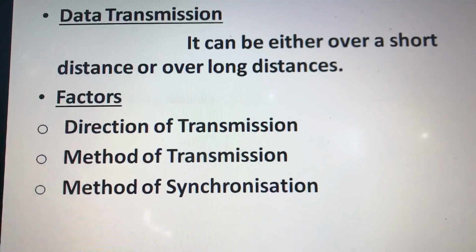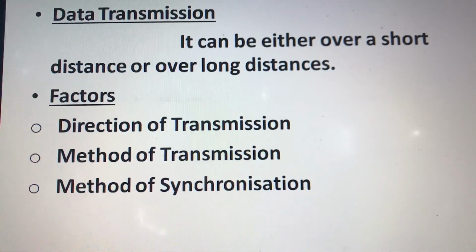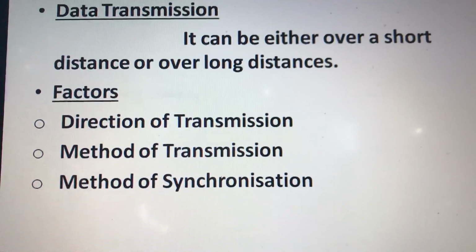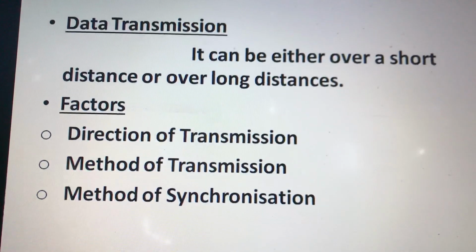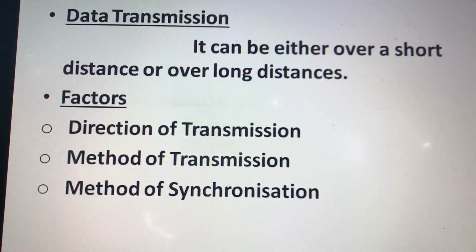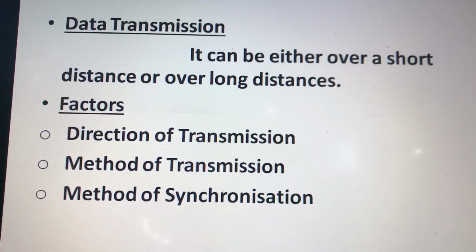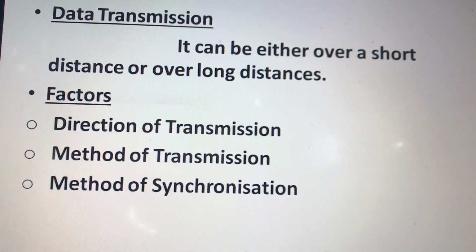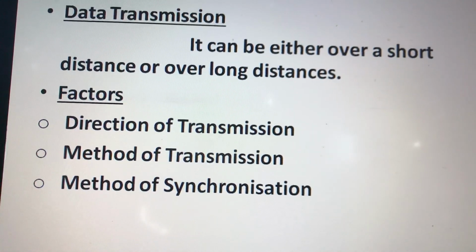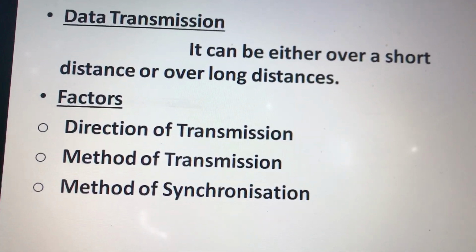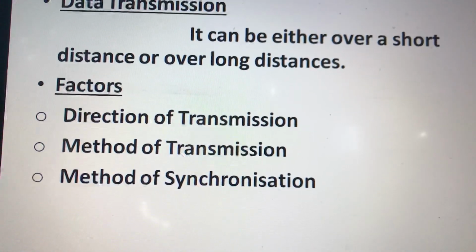So, data transmission. Data transmission can be either over a short distance or over long distances. You can say that short distance means from a computer to a printer, from where we print our pages, and over long distances means over a telephone network.